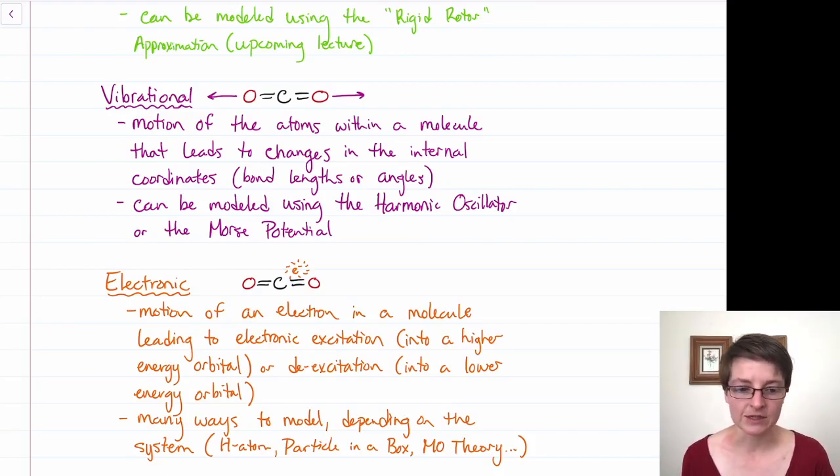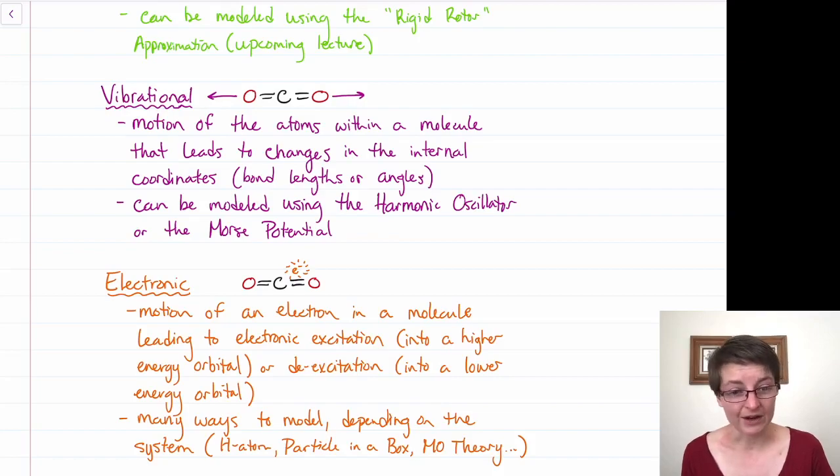And then last but not least, we have our electronic motion. Here, none of the positions of the nuclei are going to move, but the electrons, especially the valence electrons, which are most prone to undergoing changes, we're going to have electrons in the valence that are either excited up into a higher energy orbital, or if the molecule starts in an excited state, those electrons are able to move back to the ground state. We've seen in this course that there's many ways to model this electronic motion depending on the system that we're talking about.